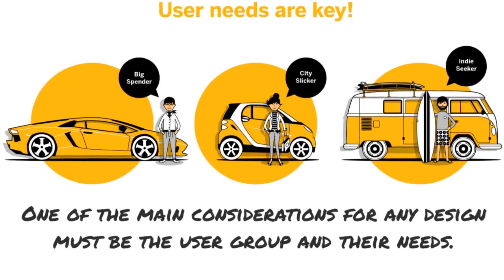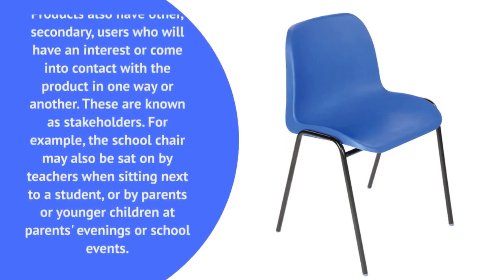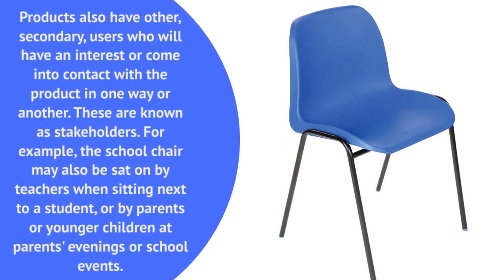User needs are key. One of the main considerations for any design must be the user group and their needs. Products also have other secondary users who have an interest or come into contact with the product in one way or another. These are known as stakeholders. For example, the school chair may also be sat on by the teacher when sitting next to a student, or by parents or young children at parents' evening or school events.